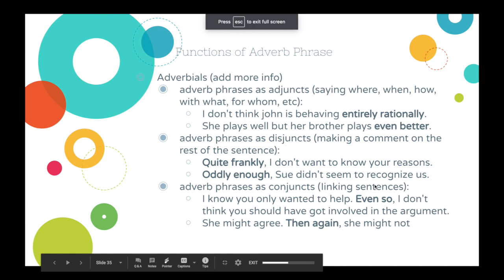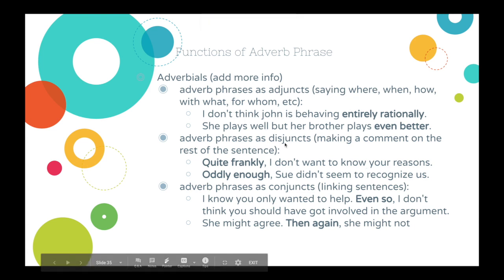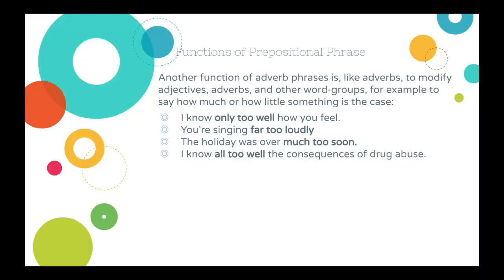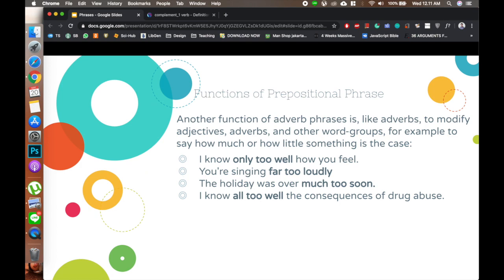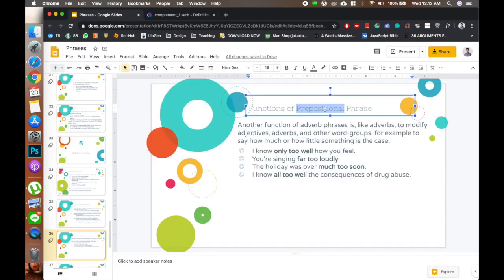So yeah, you can use adverb phrases as adjuncts to talk about when, where, how, and so on; as disjuncts to make a comment; and also as conjuncts to link sentences. For example, the words even so, and then again. This one just connects these two sentences, but yeah, they are adverbs after all.